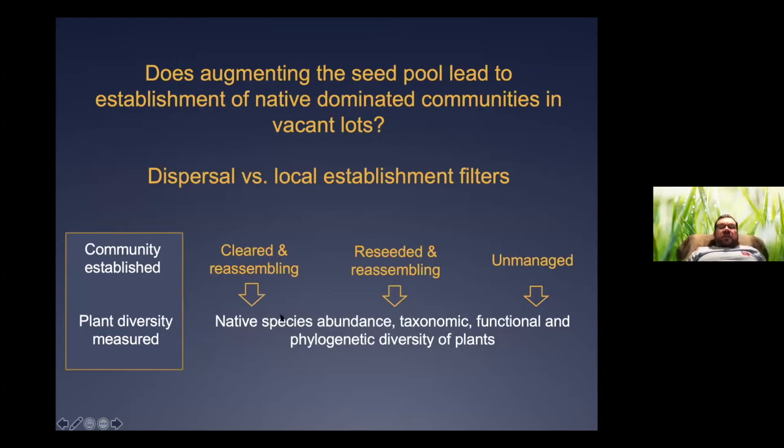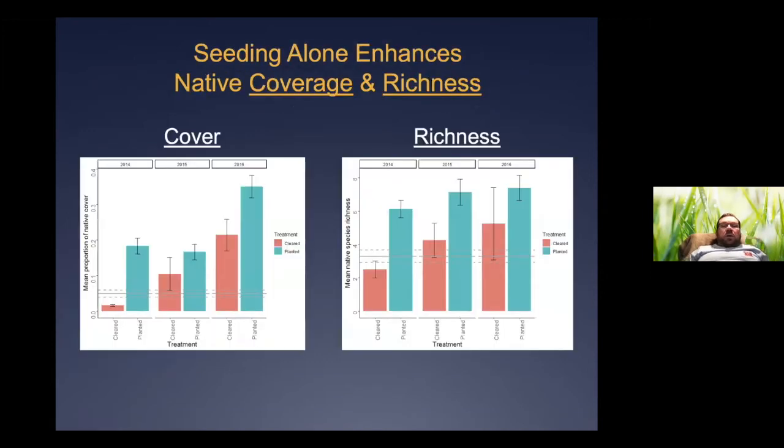So we looked at native species abundance, taxonomic, functional, and phylogenetic diversity of plants. Recall, we were asking, does augmenting the species pool lead to establishment of native dominating species, native dominated communities in vacant lots? I'm going to take you through 3 slides with graphs. I'm going to walk you through each.